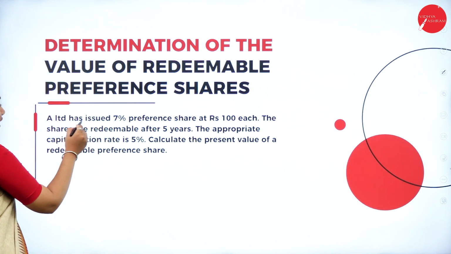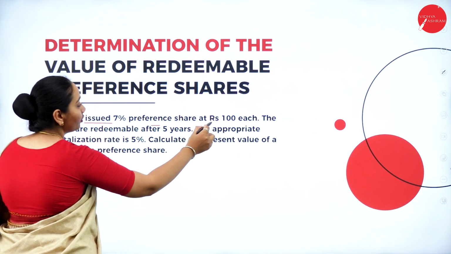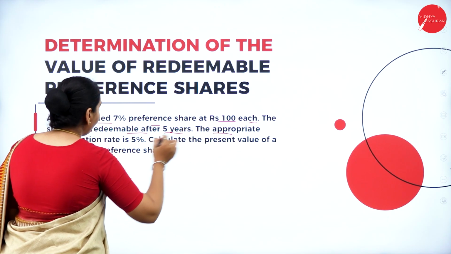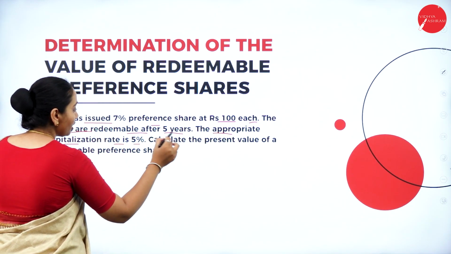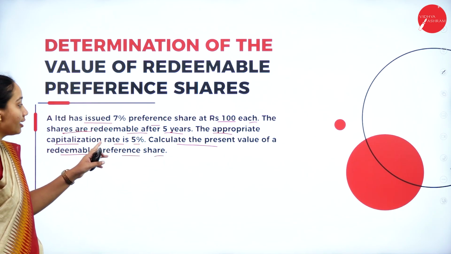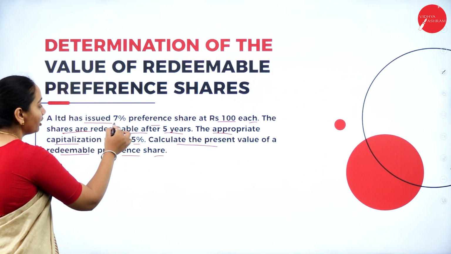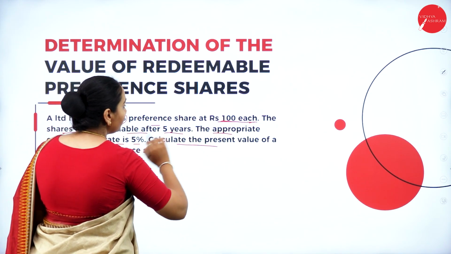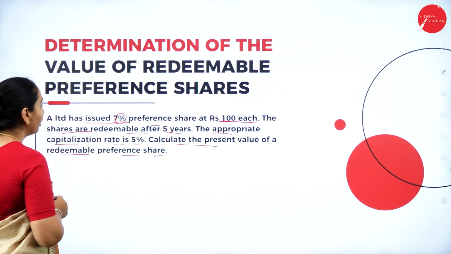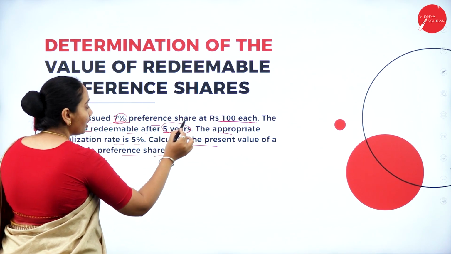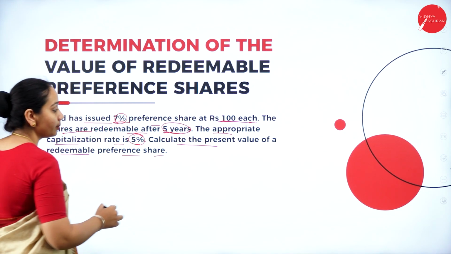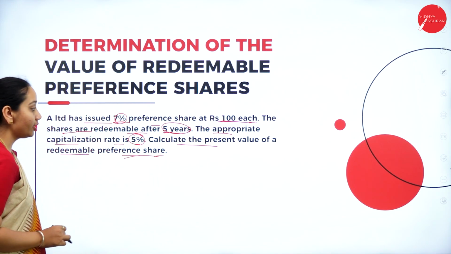First question: A Limited has issued 7% preference shares at rupees 100 each. The shares are redeemable after 5 years. The appropriate capitalization rate is 5%. Calculate the present value of the redeemable preference shares. So the company has issued 7% preference shares at rupees 100 each. What is the rate of dividend for the preference share? It is 7%. The shares are redeemable after 5 years. The appropriate capitalization rate, that is Kp, is 5%. We are supposed to calculate the present value of the preference shares.